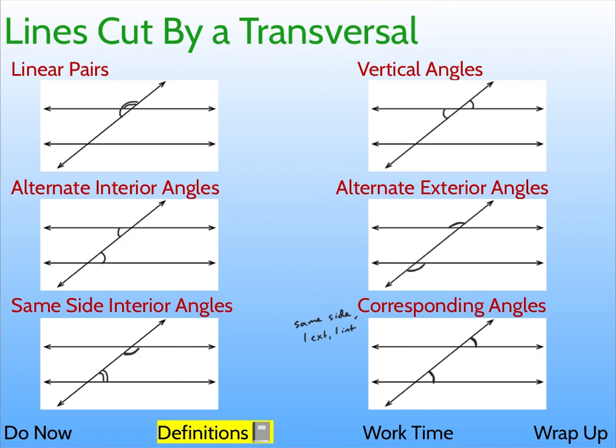Again, the important part about today is just being able to recognize these and name them. So if you see a pair of angles that look like this, you should be able to say, oh, those are alternate interior.